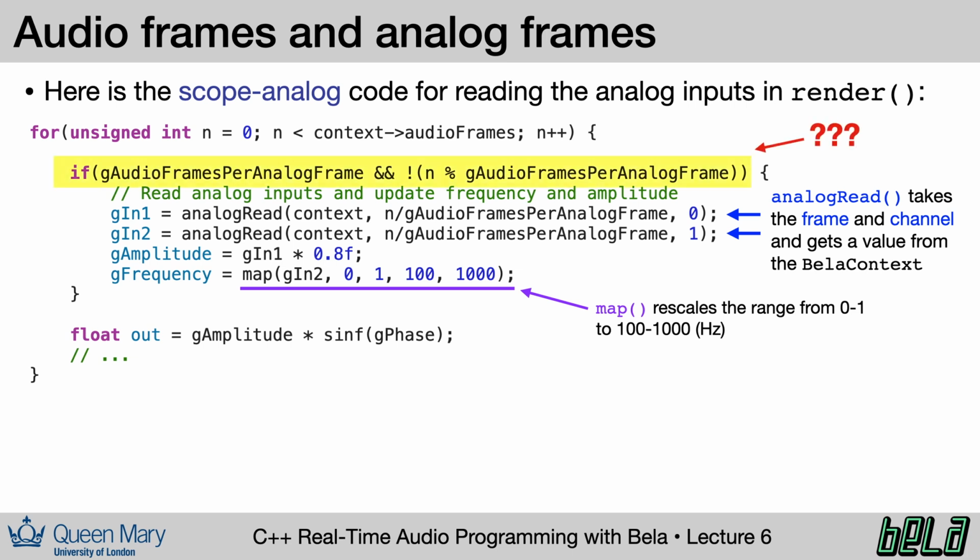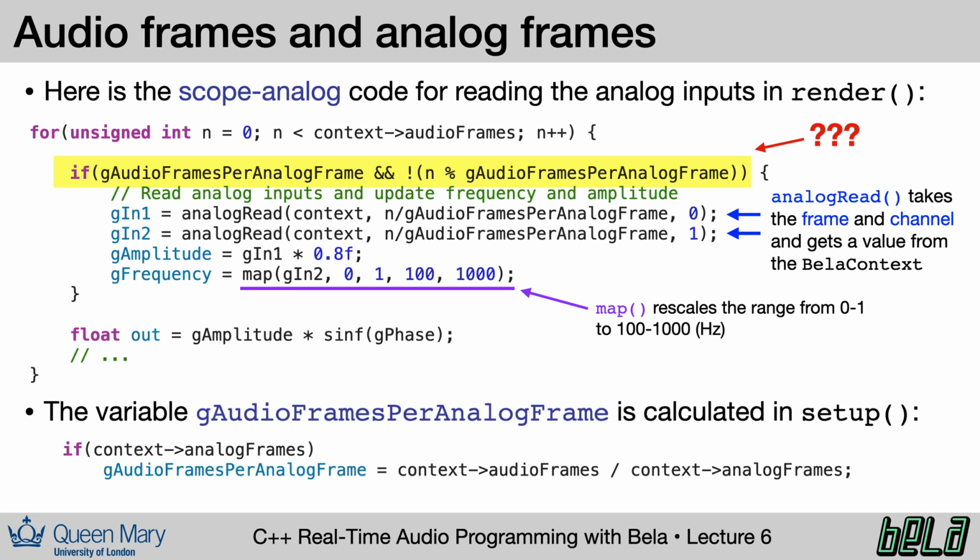Now what on earth is going on here? This line of code is full of strange symbols. This line of code uses a variable called gAudioFramesPerAnalogFrame. The value of this is calculated inside the setup function as follows. The reason this exists is that we might run this example on a number of different Bela boards and potentially with different settings for the number of analog input channels, and we want to make sure that our code handles each of the cases correctly.